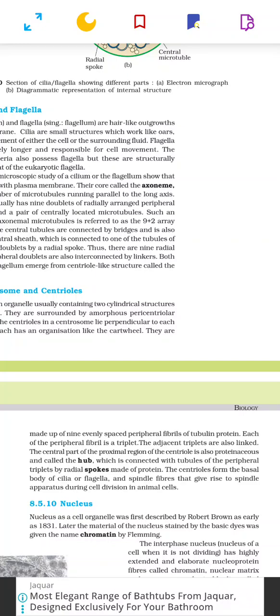The central part of the proximal region of the centriole is also proteinaceous and called the hub, which is connected to the tubules of the peripheral triplets by a radial spoke made up of protein. The centrioles form the basal body of cilia or flagella, and the spindle fibers that give rise to the spindle apparatus during cell division in animal cells.